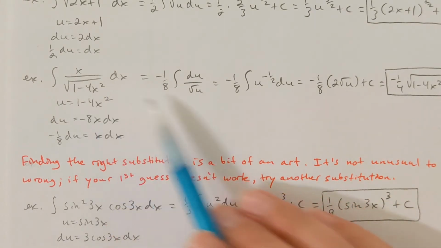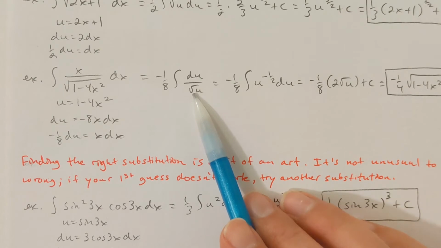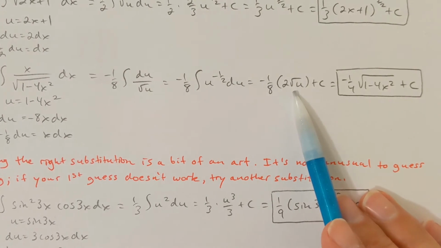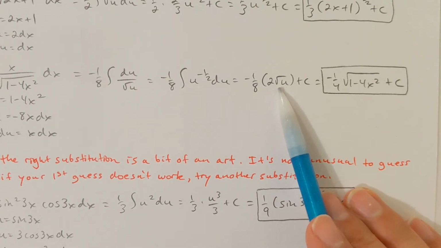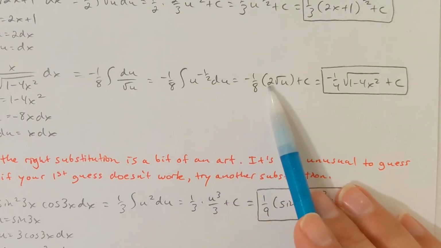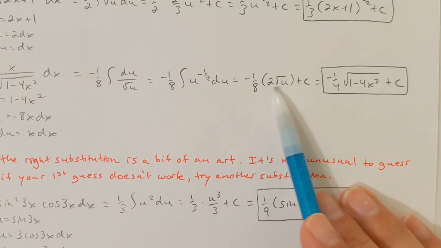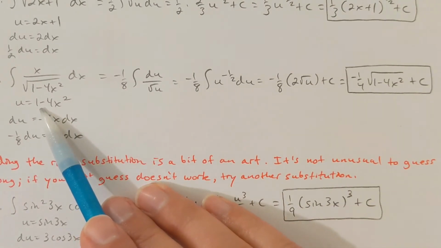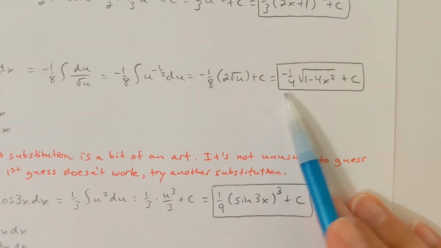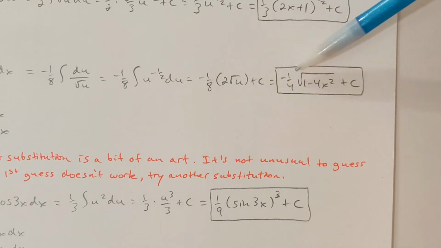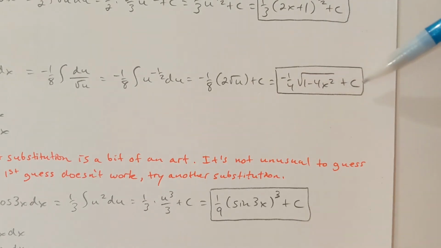We're dividing by the square root of u. 1 over the square root of u is the same as u to the negative 1/2. And now I can go to the antiderivative in terms of u. Add 1 to the power, divide by the new power, you're going to have negative 1/8 times u to the 1/2 divided by 1/2, which is the same as multiplying by 2. So 2 times the square root of u times negative 1/8 plus c, that'd be the antiderivative in terms of u. Last thing, replace u with 1 minus 4x squared. So my answer here, I'm going to have negative 1/4 times the square root of 1 minus 4x squared plus a constant.